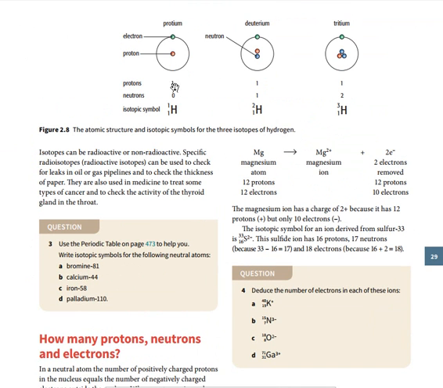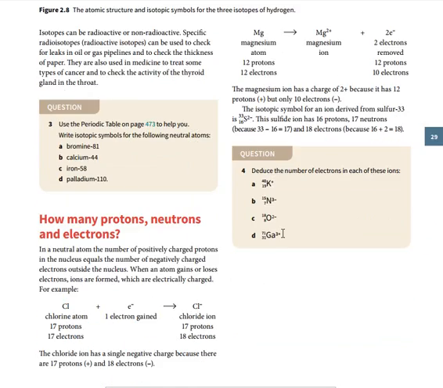So now this is for a hydrogen atom. These are the different isotopes of hydrogen. A hydrogen atom can have one proton. The most common is protium. Protium has one proton and one electron. The next isotope is deuterium. Deuterium has one proton, one neutron, and one electron. While the last one, tritium, has one proton, two neutrons, and one electron. So these are the different isotopes of hydrogen.